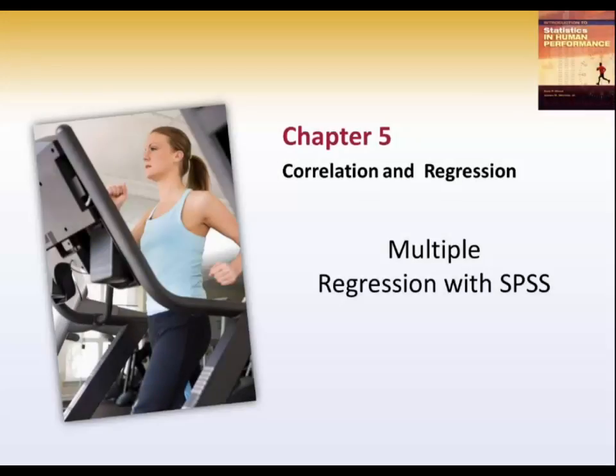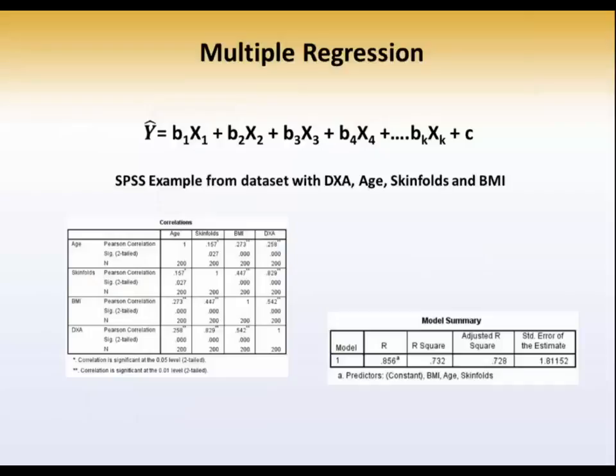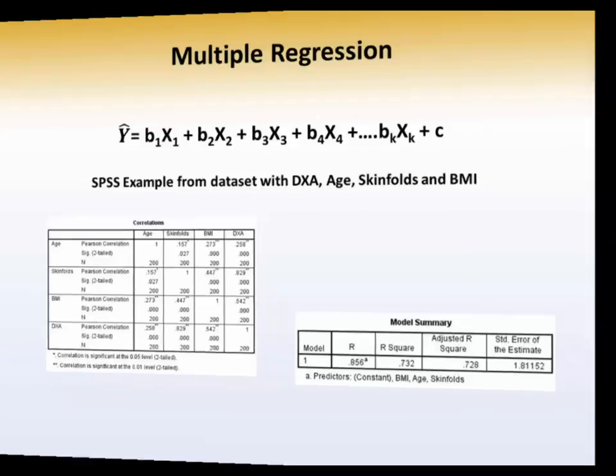Now, as we promised in the last video, we're going to demonstrate how to use SPSS to obtain the regression equation and the model summary. The model summary is the box on the lower right. We are going to use SPSS to get those values. We're going to use the same data that we've been using all along. We're going to predict body fat from age, skin fold, and BMI.